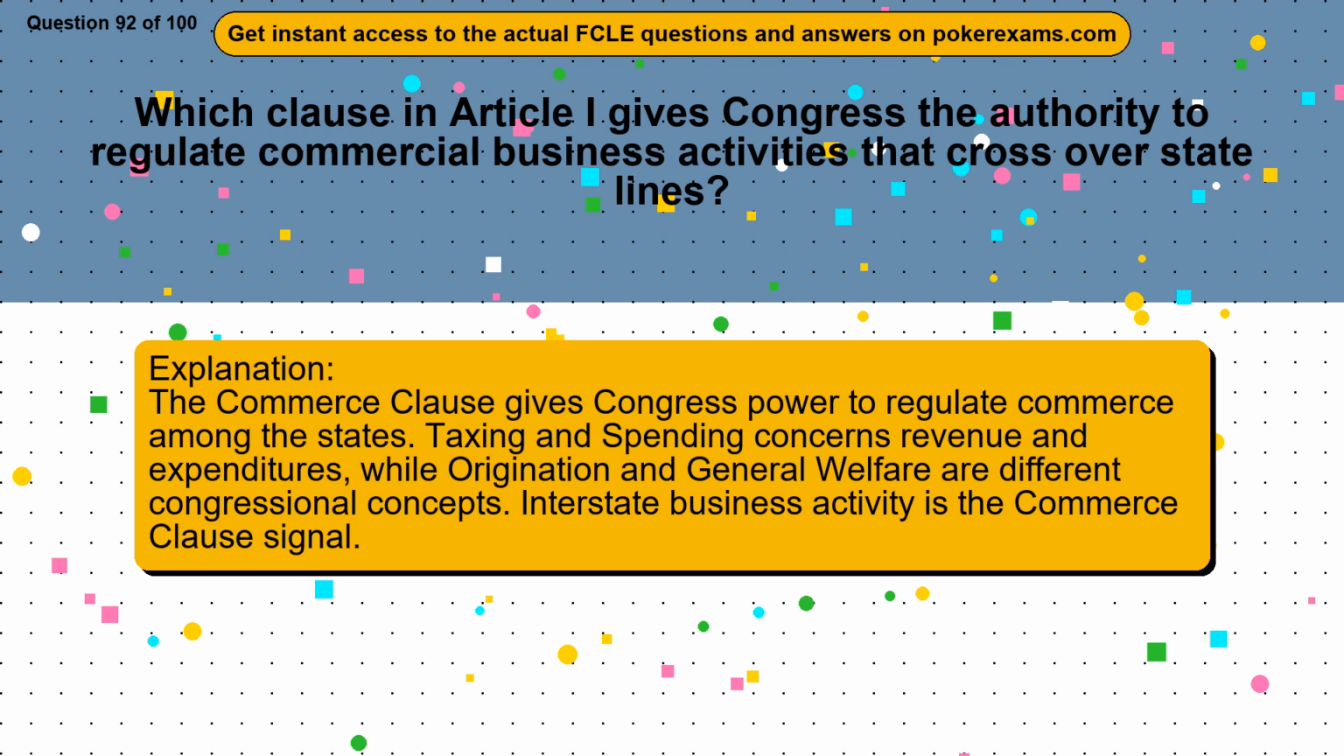Taxing and spending concerns revenue and expenditures, while origination and general welfare are different congressional concepts. Interstate business activity is the Commerce Clause signal.